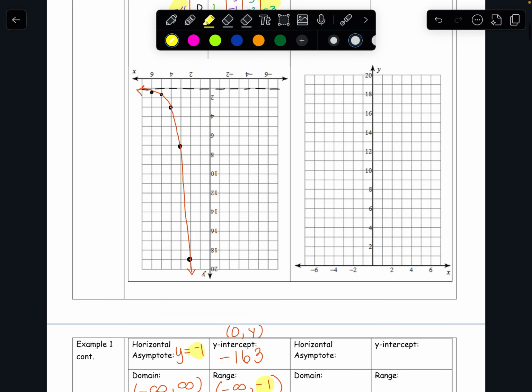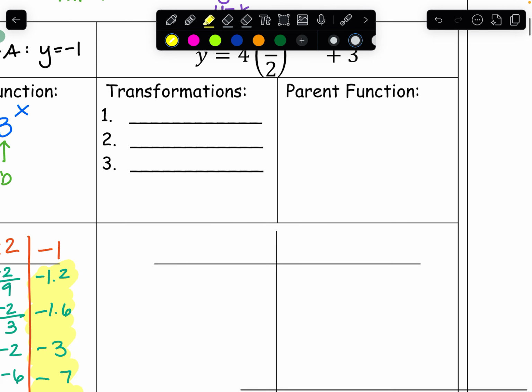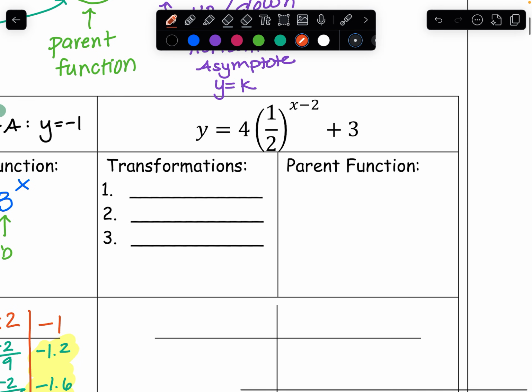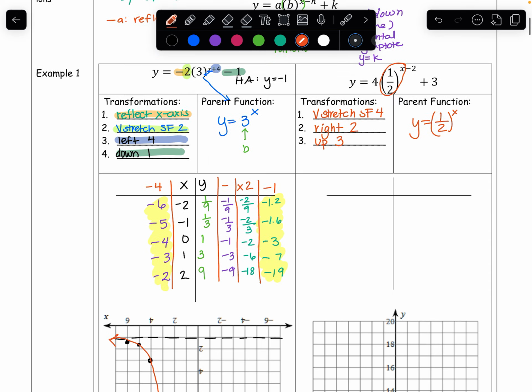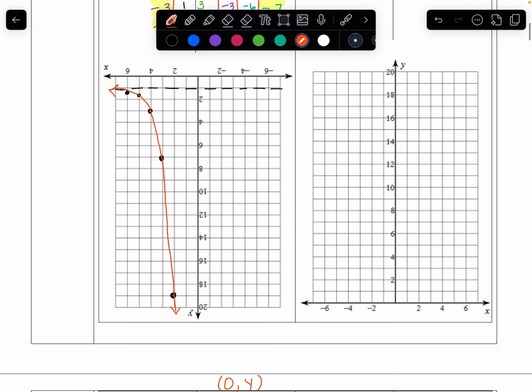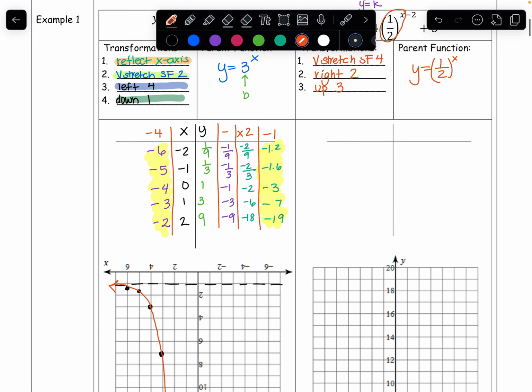Okay, we're going to do one more practice problem together. So here we go. We have that vertical stretch by a scale factor of 4. That 1/2 is our parent function, and we know that because the x is attached to it. Then we are right 2, and then up 3. So again, I'm going to draw in my asymptote at 3, so that if I have points on both the top and the bottom of that asymptote, I know I did something wrong.